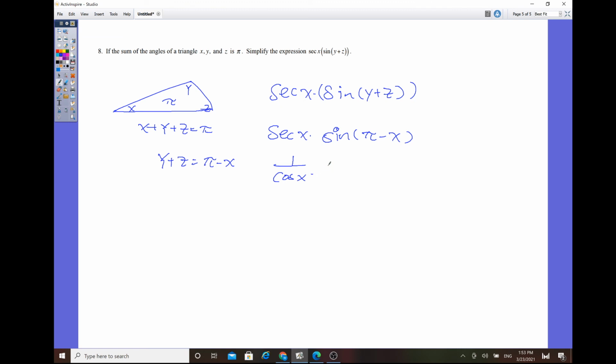And we do know that pi minus x is in the second quadrant. It doesn't matter what x is. x is less than 180, so it's going to be in either quadrant 1 or quadrant 2. So for pi minus x, it doesn't matter where x is. It could be right here, or it could be all the way over here, because that's going to be less than pi due to the triangle sum theorem.